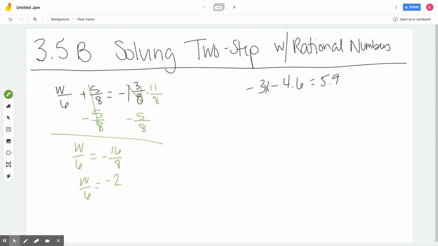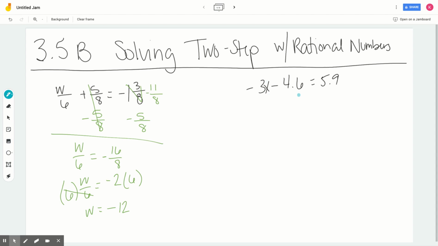W is being divided by 6 because remember that fraction bar means to divide, and the opposite of that is to multiply. So we're going to multiply by 6 using parentheses on the outside. When we multiply and divide by 6, this cancels, and we're left with W equals negative times a positive is a negative, and 2 times 6 is 12. So our answer to the first problem is W equals negative 12. Now let's take a look at the next one.